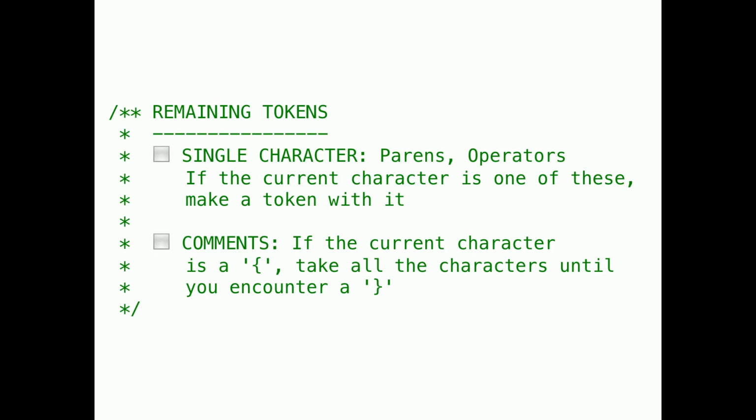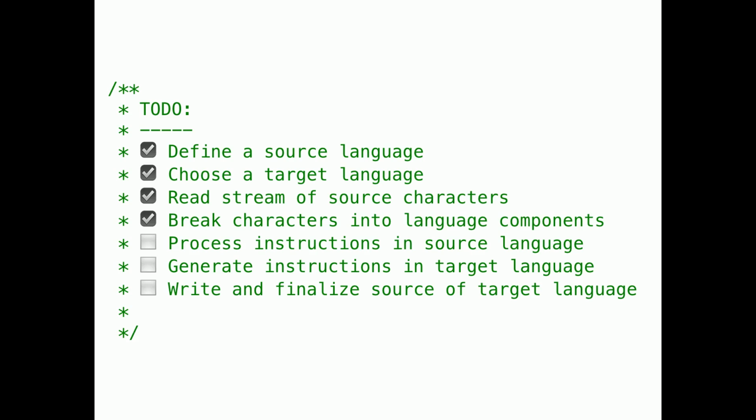And it turns out we've actually done all the hard work, because the remaining tokens are really simple. Parens and operators are single character tokens, so if you have one of those characters, you just make a token with it, and you're done. And comments are also easy, because if the current character is an open curly brace, we just blindly take all the subsequent characters until we get to a closed curly brace and make a token with those. Pretty straightforward. So we've completed this next step here, which is breaking those characters into our language components.